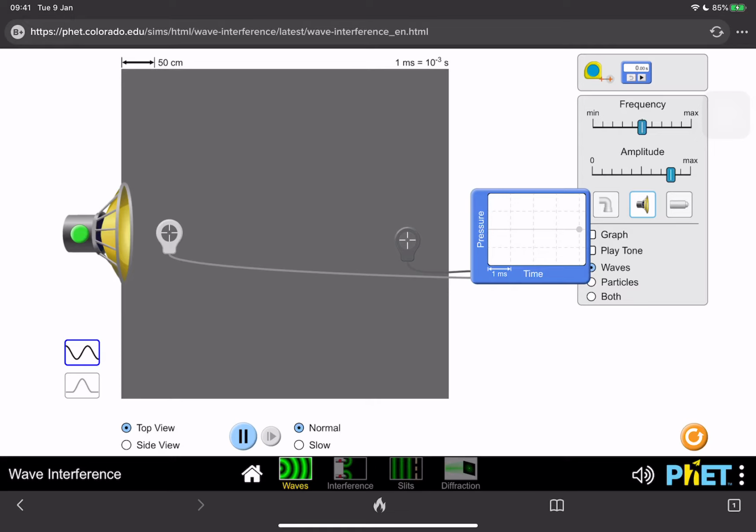All right, so again, this is a simulation from the same group that did another simulation that I showed earlier, and this is what we call the PhET website. It's the Physics Education Research Group at the University of Colorado at Boulder. So you can take a look.